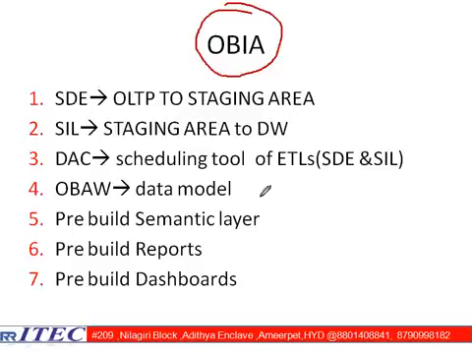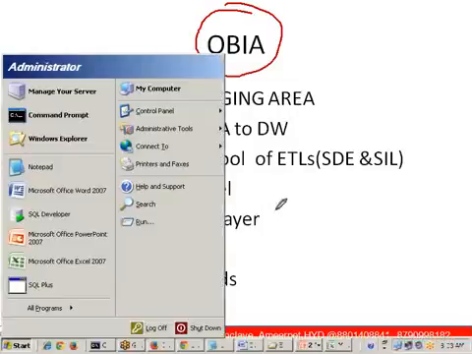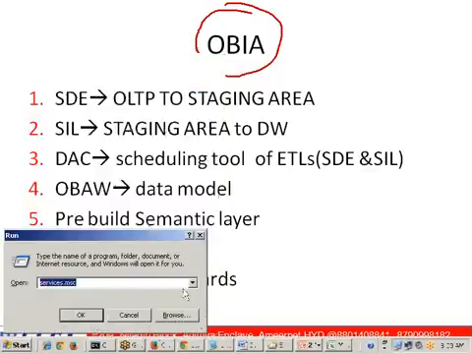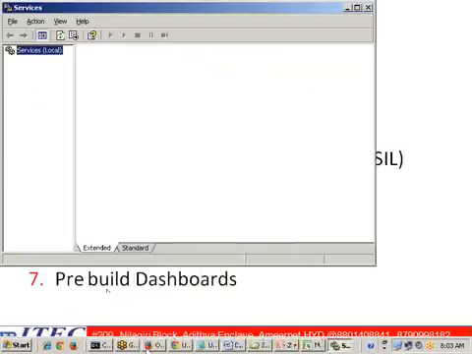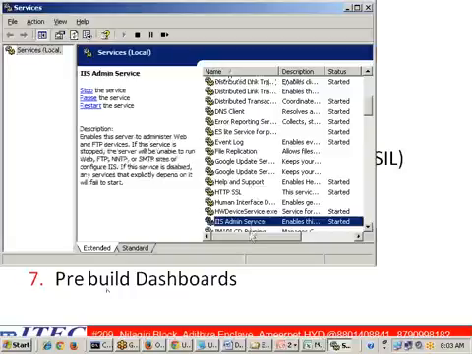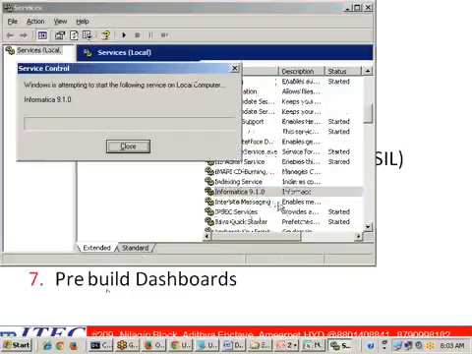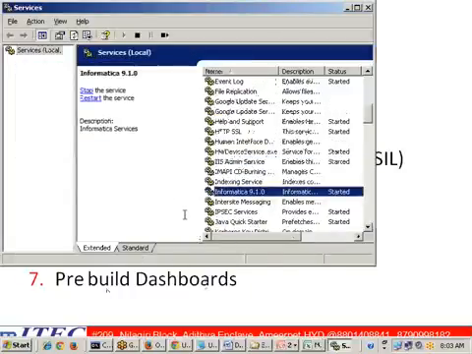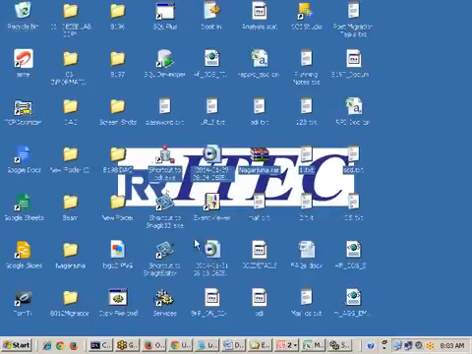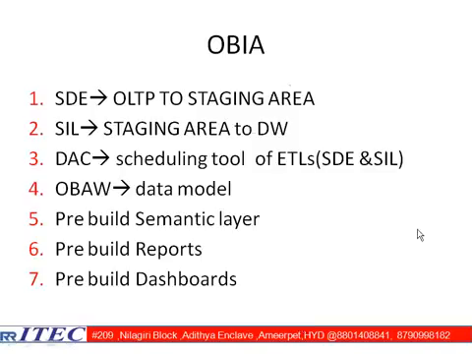OBIEE stands for Oracle Business Intelligence Apps, or Applications. So for better understanding, let me start my server here. Let us say I am starting this server. Right. So this predefined work, whatever is available here, I am saying it is a predefined work.